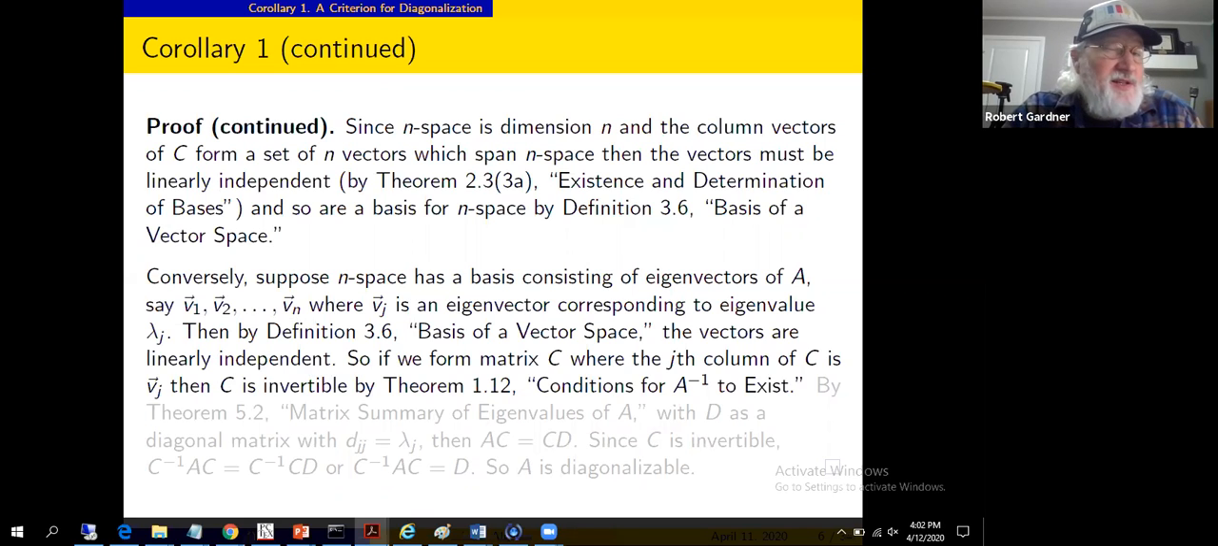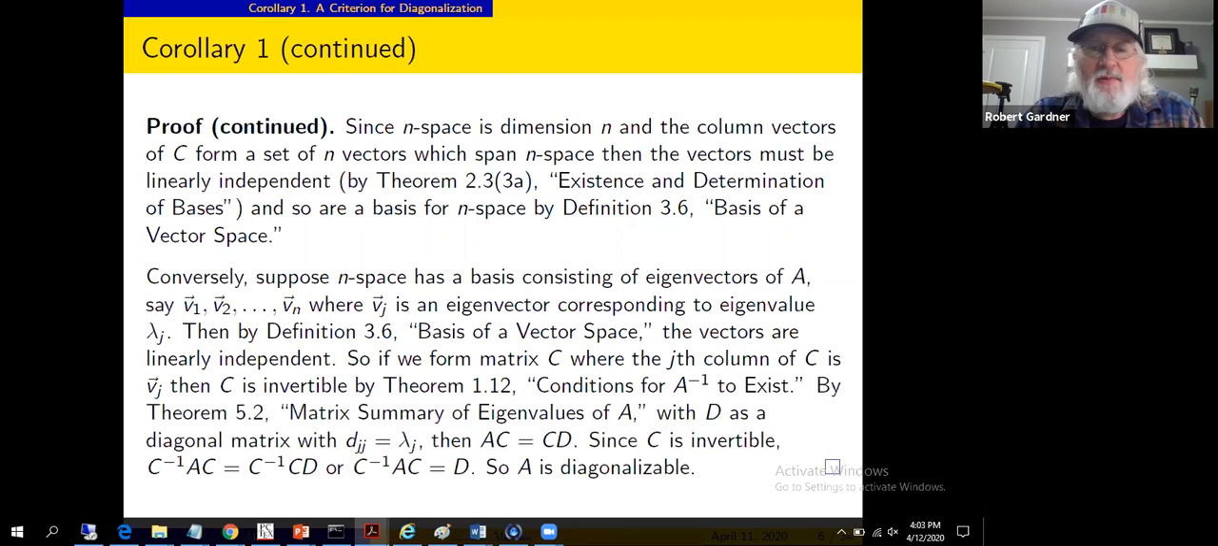How many different things can you tell me that are equivalent to a square matrix being invertible? The rank of the matrix is n, if it's n by n. The column vectors are linearly independent. The determinant is non-zero. There was a bunch of stuff, but one of those involved linear independence of the columns. I guess it was Theorem 1.12. Okay, so we do have then that matrix C is an invertible matrix.